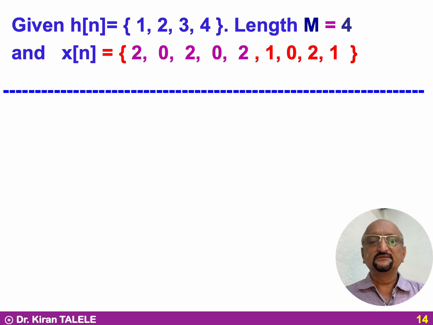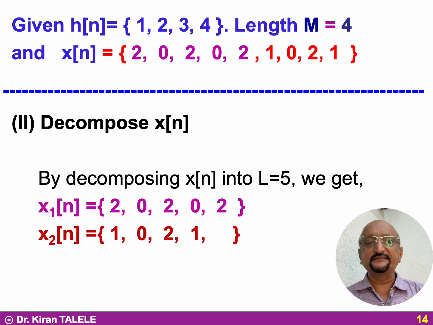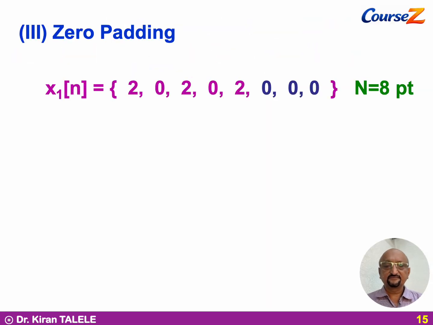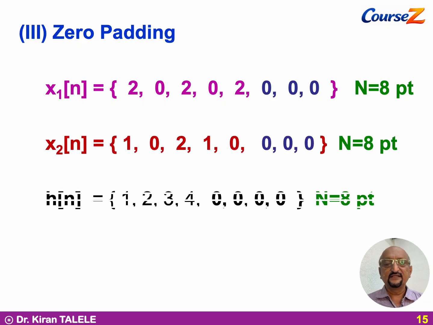Now we have to decompose this x of n into 5-point sequences. So the first sequence x1 of n has 5 values, that is 2, 0, 2, 0, 2. And in the second part we are getting actually only 4 values. So as a first step, we will make every decomposed signal of equal length by appending zeros. Then all the input signals have to be made 8-point sequences, because N we have selected as 8, again by zero padding. h of n is also made an 8-point sequence.